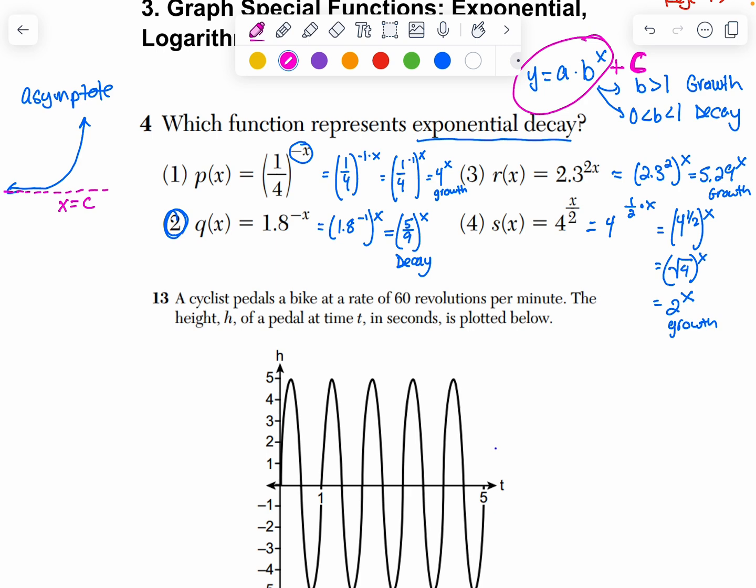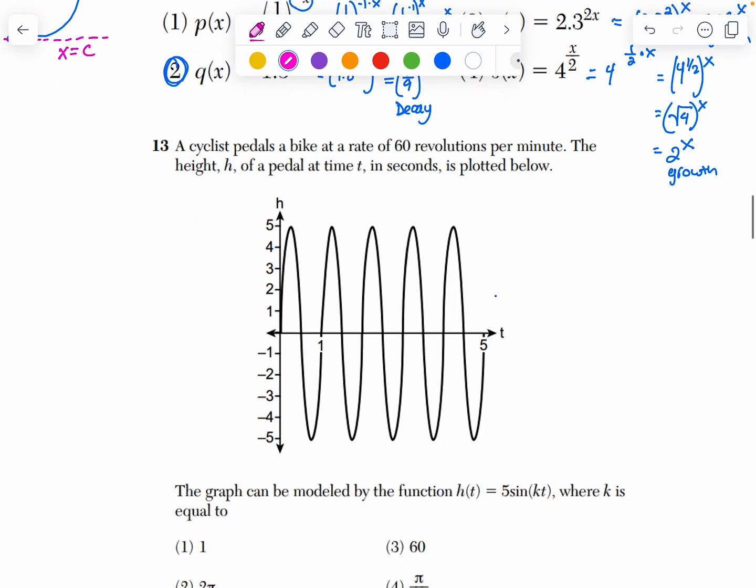So that's a little bit about exponential graphs. Remember, the a is your initial value, so that's something to always consider. But now we're going to move on to question number 13, which, looking at this oscillating picture, is a graph of a trig function, right? Trig functions are sine and cosine.